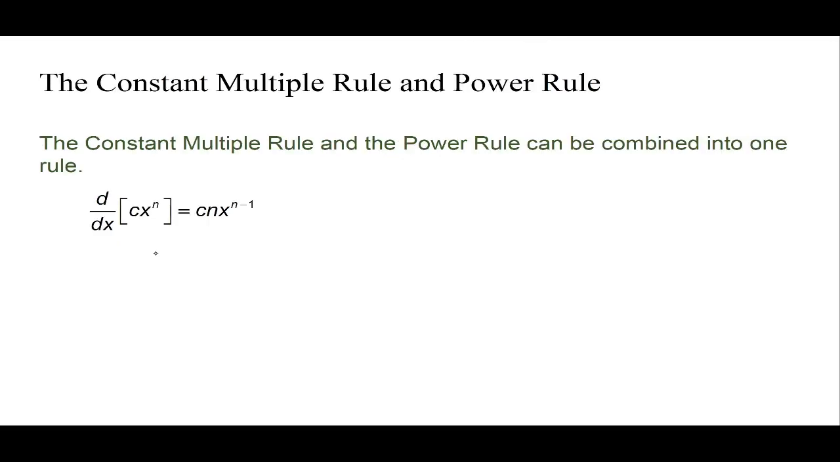Now we can extend our power rule as the constant multiple rule and power rule together. So if you have c times x to the power n, then the derivative of this expression is c times n times x to the power n minus 1. This is just the combination of the constant rule and the power rule.